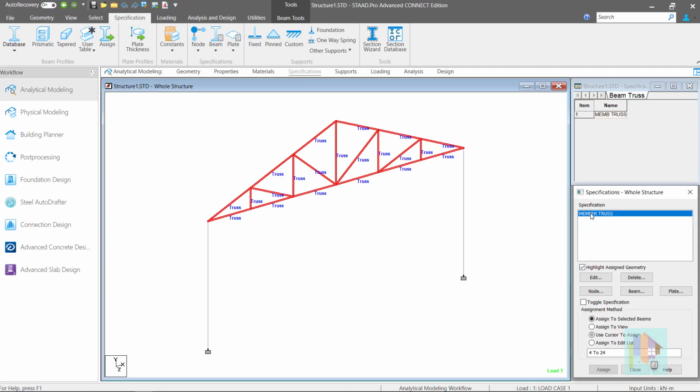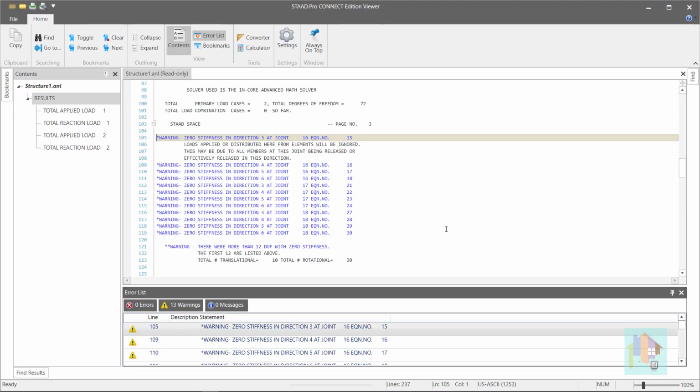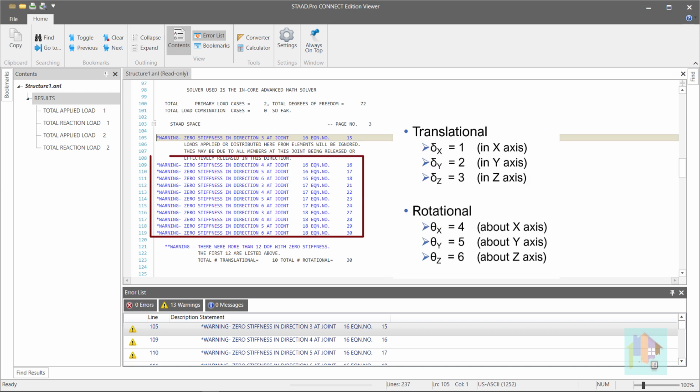In the last part, I discussed zero stiffness condition and its effect on the structure. Also, how to identify the problem by interpreting the warning message. You should go through the first part to get a complete idea about instability condition.